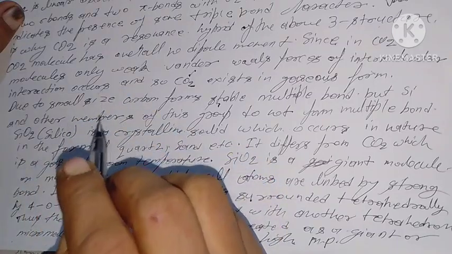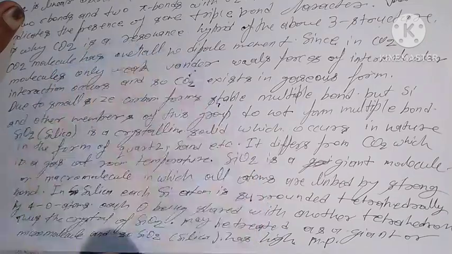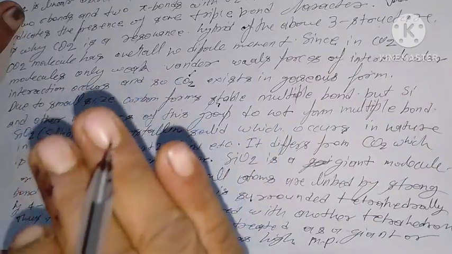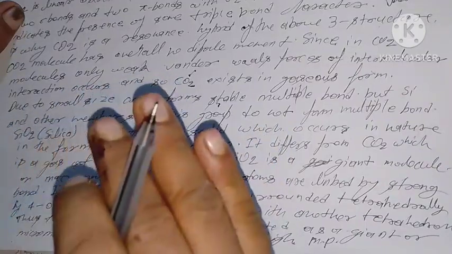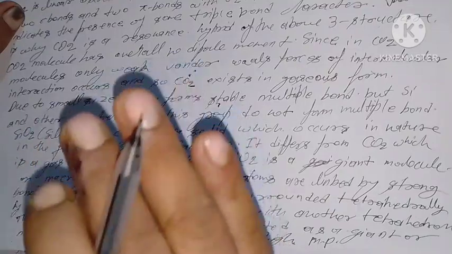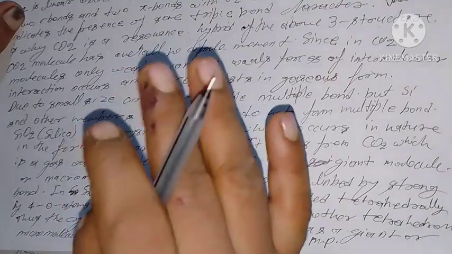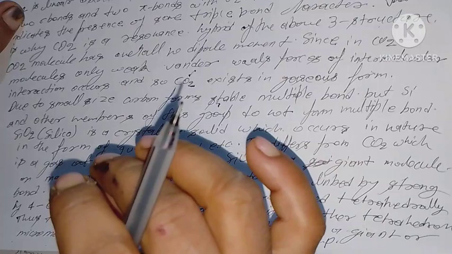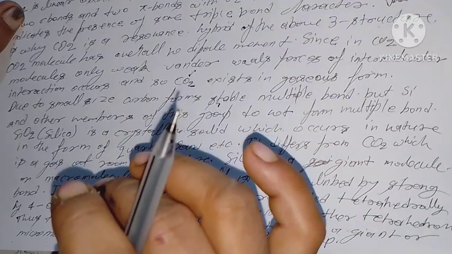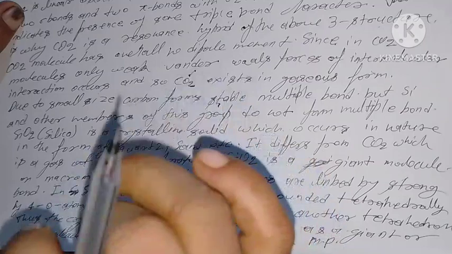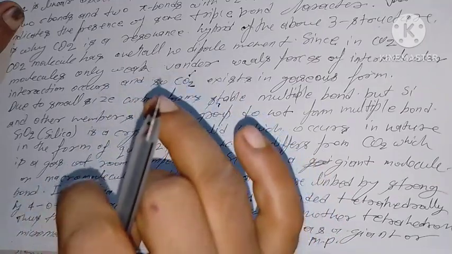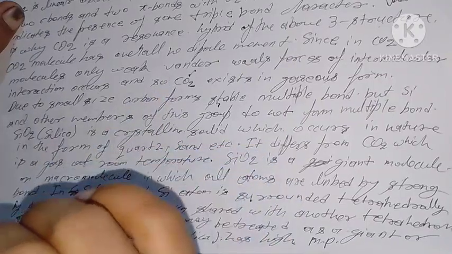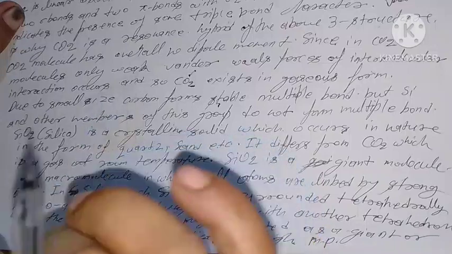Carbon dioxide is a linear discrete covalent compound. In carbon dioxide, carbon forms two sigma bonds and two pi bonds with the oxygen atoms. The carbon-oxygen bond length of 1.16 angstrom indicates the presence of some triple bond character. That is why carbon dioxide is a resonance hybrid of the above three structures.